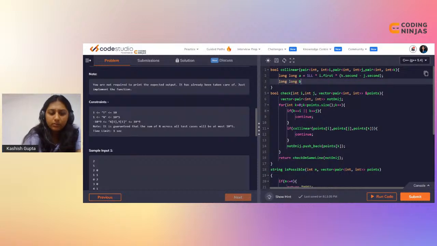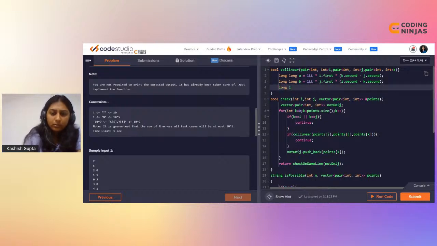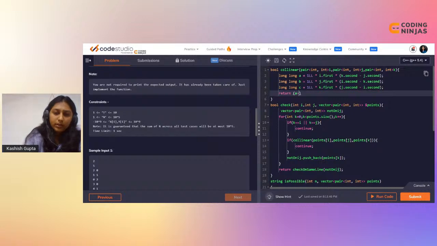Then b equals x2 into y1 minus y3, and c equals x3 into y2 minus y1, and then return a plus b plus c equal 0. So this is the collinear function done.